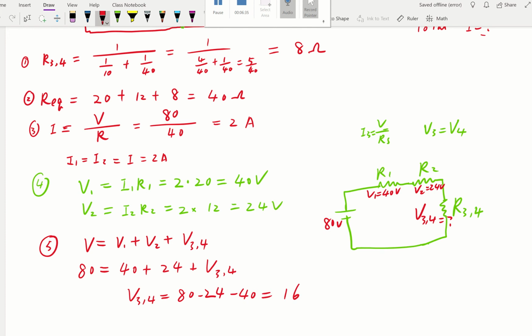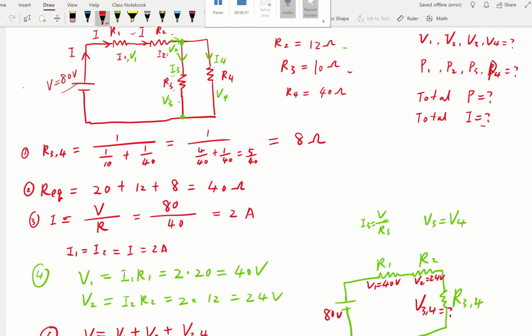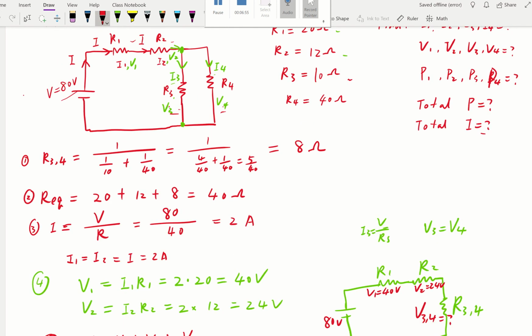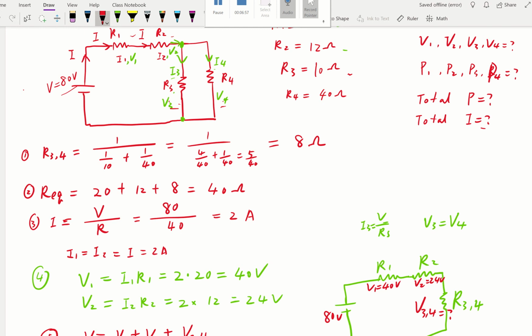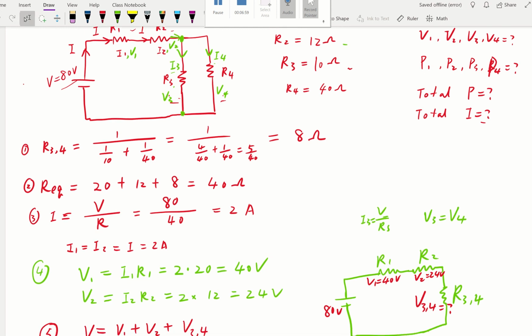Right? So that's going to be 16 volts. And this basically tells us V3 and V4 both equal 16 volts because they are in parallel. So V3 is going to be equal to V4. In parallel, the voltage across is the same.